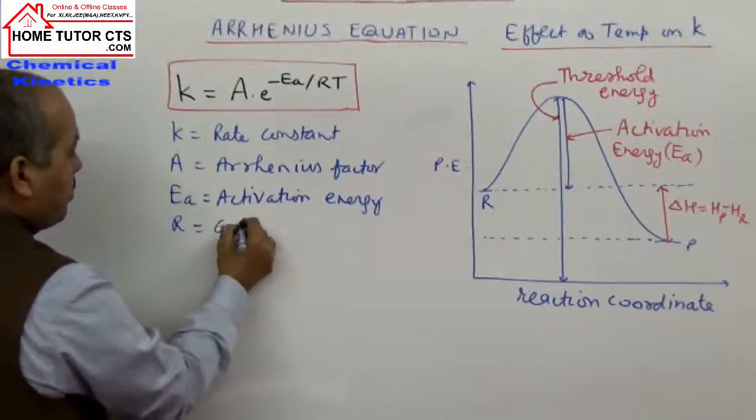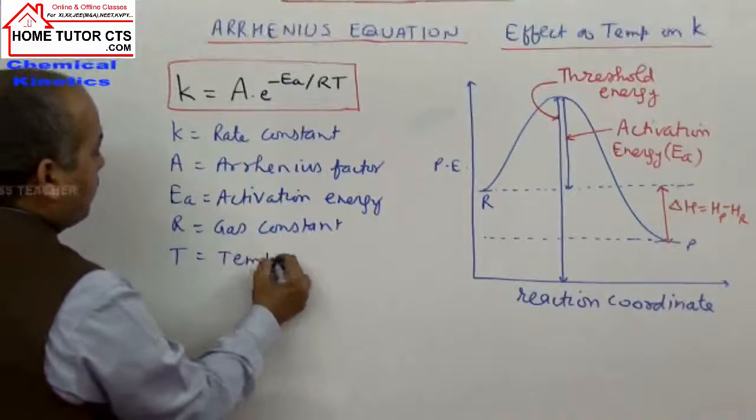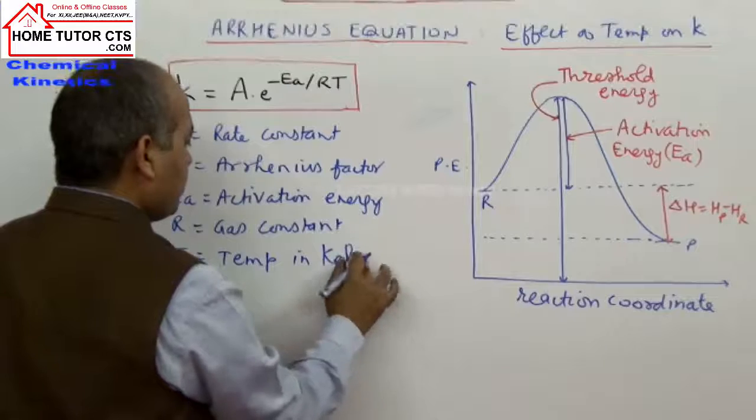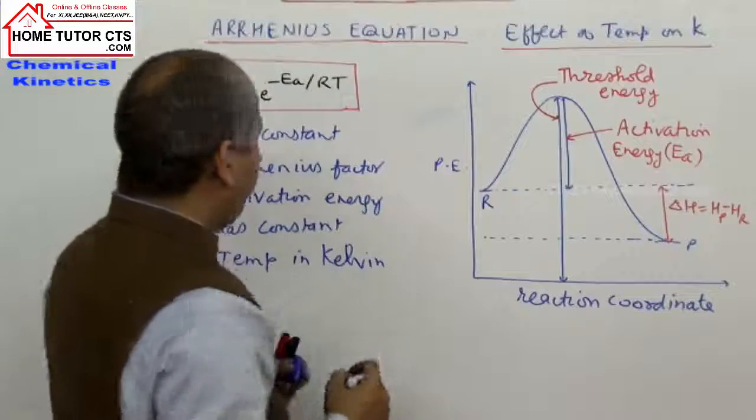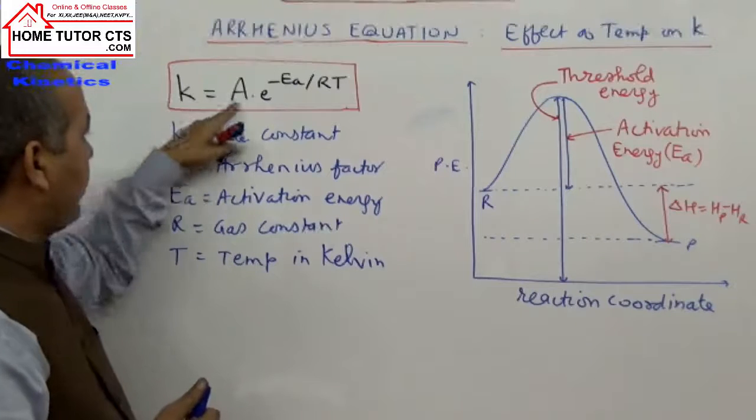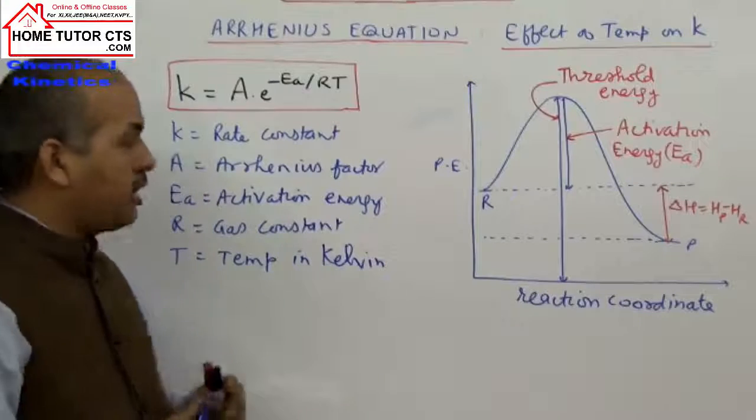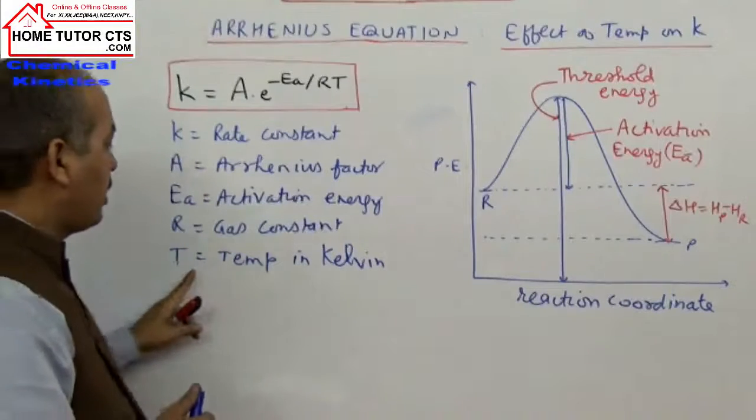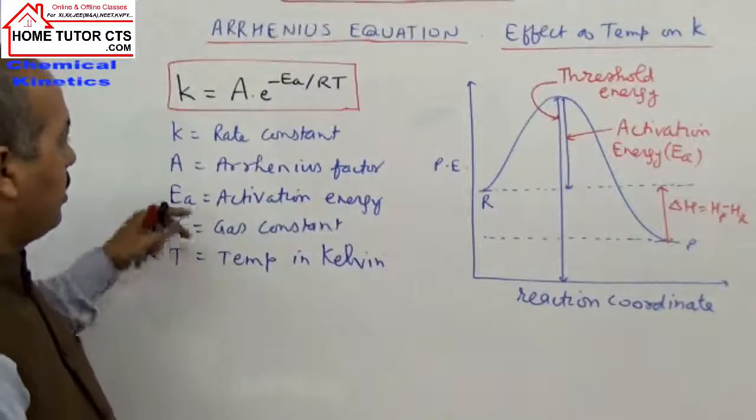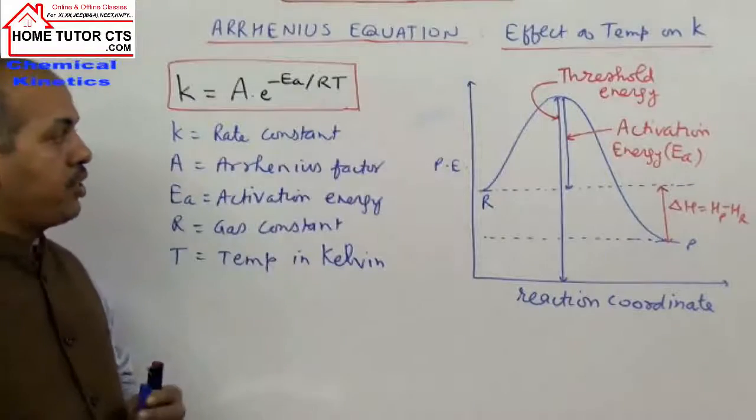R is the gas constant and T is temperature in Kelvin scale. So in the expression, K is taken as the rate constant of the reaction, A is taken as the Arrhenius factor or parameter, Ea is called the activation energy, R is the gas constant, T is temperature in Kelvin scale. Okay. So before we take the meaning of terms K and A, let us take this expression.